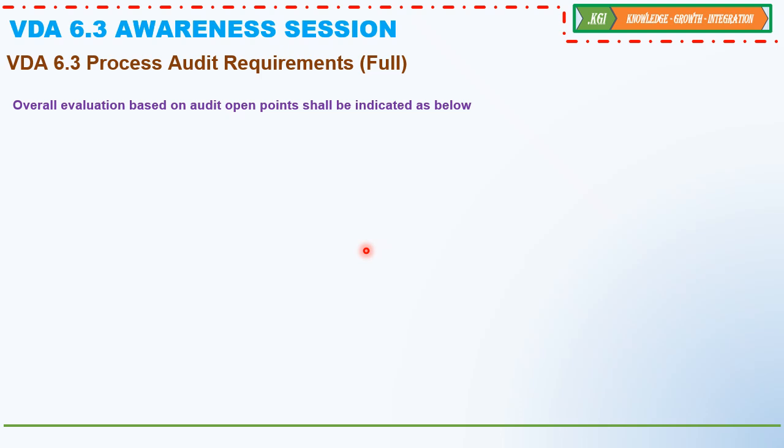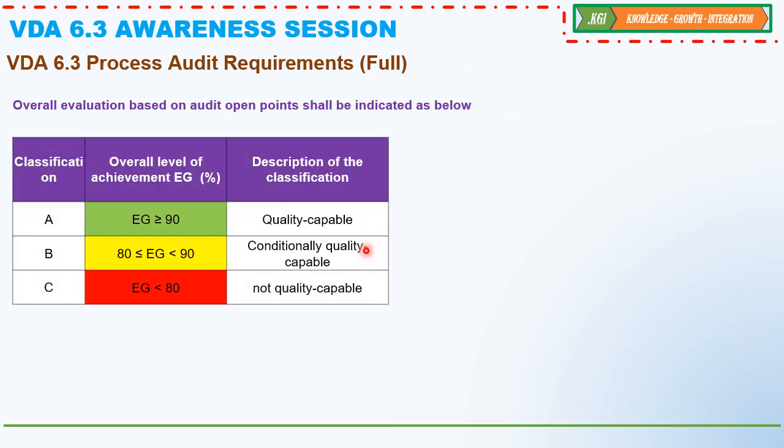Once the overall evaluation is provided and all questions are scored, the result is considered under the below situations. If the overall score of the company is greater than 90%, it says the process is capable and the supplier is quality capable. If the overall score is between 80 to 90%, it says conditionally quality capable with minor weaknesses which need to be improved.